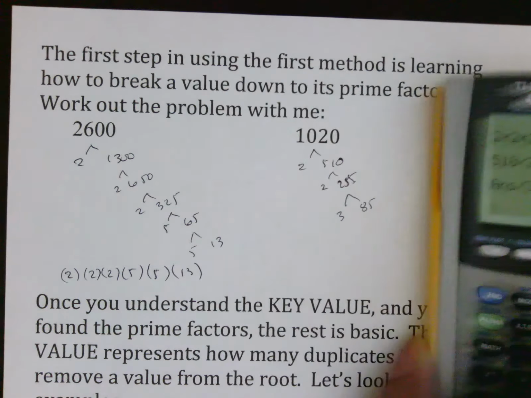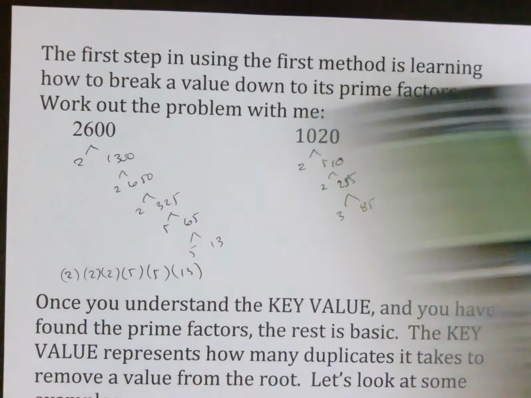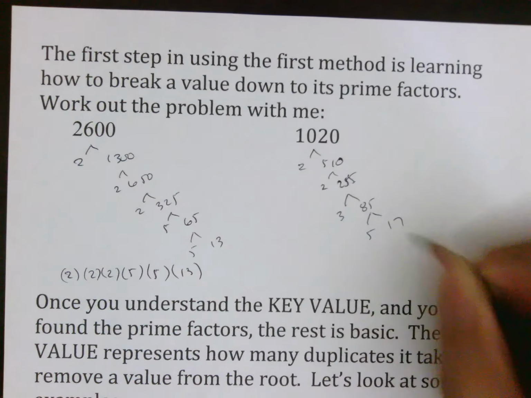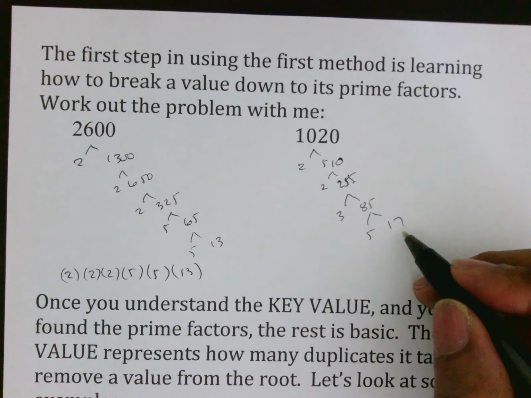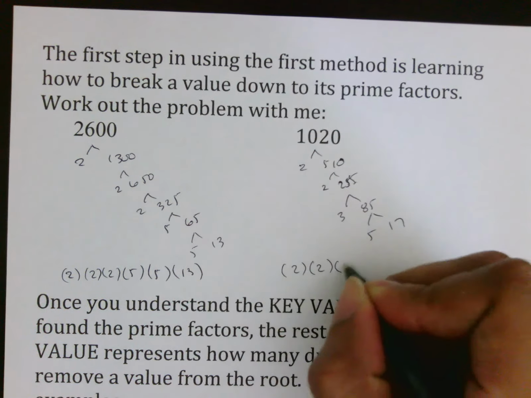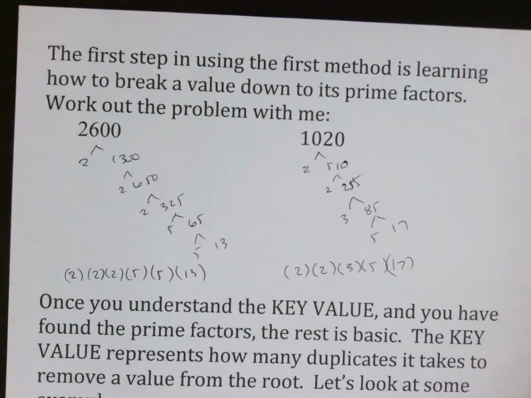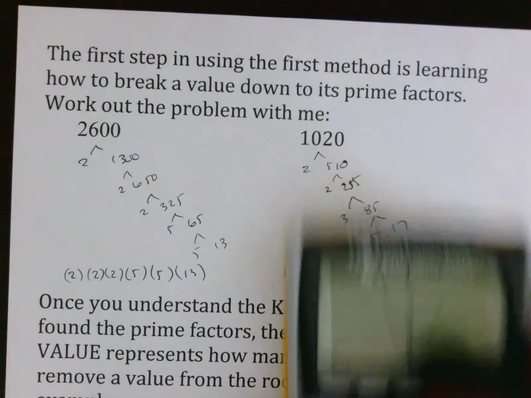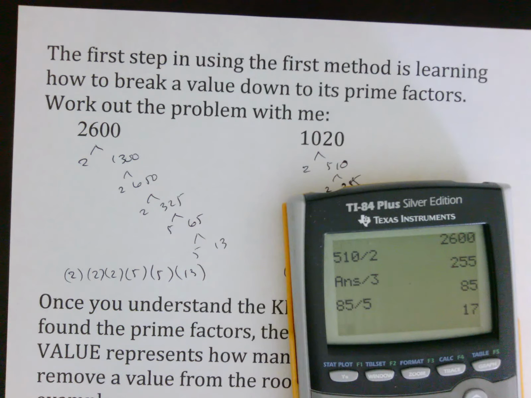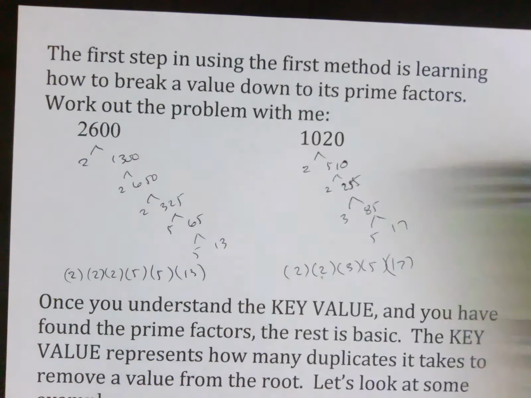Now what you want to do is check the 5, because obviously it ends in 5, and you get 17. And again, 17 is just a weird number. I don't think anything goes in, so our prime factorization for 1020 is 2, 2, 3, 5, 17. Again, if you were to type those numbers in, 2, 2, 3, 5, 17, then you end up with the actual number of 1020, which is what we want to have.